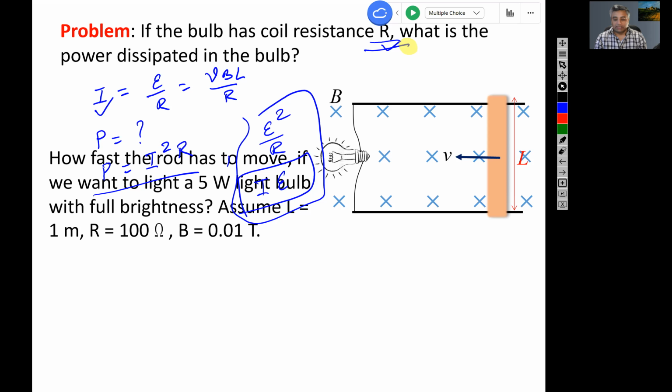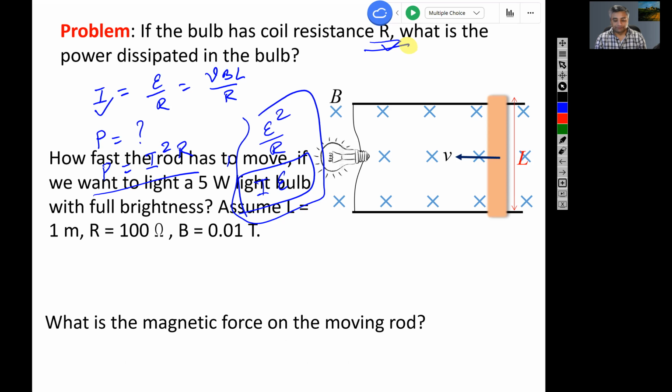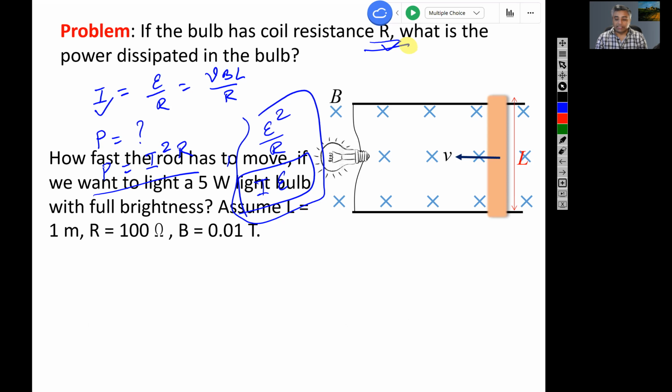So now, let's suppose we want 5 watts. How fast does it have to be moving to get 5 watts? Now we can use that equation. Oops, where is that equation? Okay, so our equation is I squared times R, so what is I? BvL over R, squared. The whole thing has to be squared. That's what I squared means, right? And there is R.